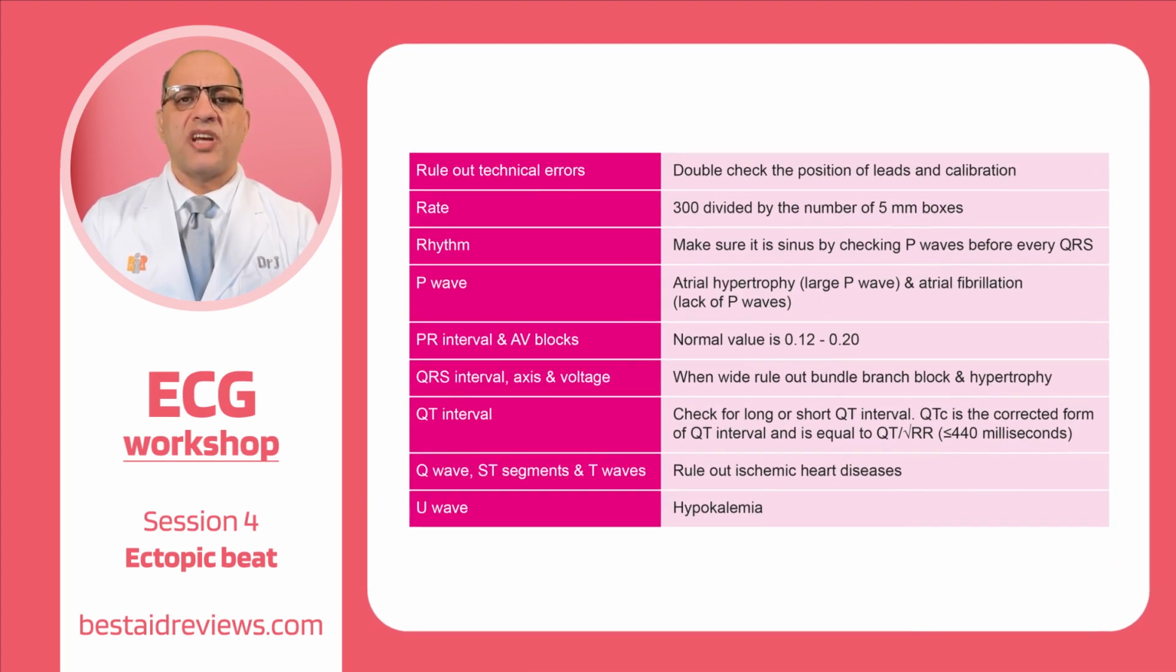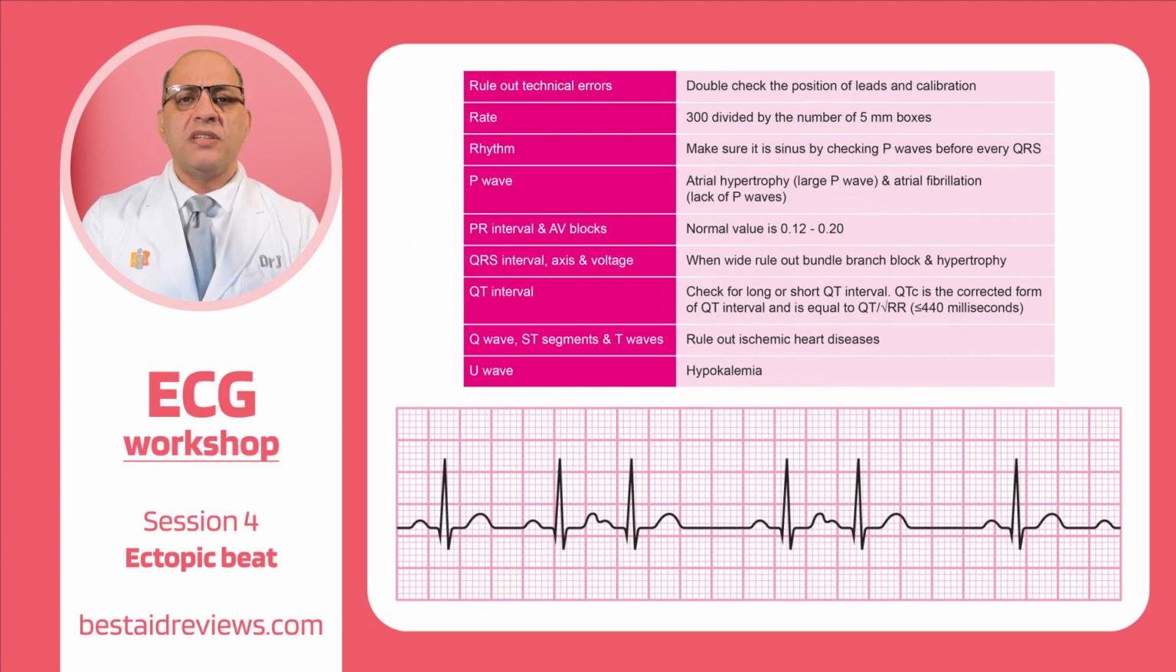We said first we check the rate, then rhythm, and then we go down the list and we check everything in any EKG strip. So here first we look at the first strip, and we can see here if we want to determine the heart rate, the RR distances are not equal.